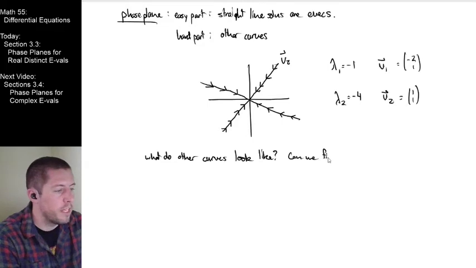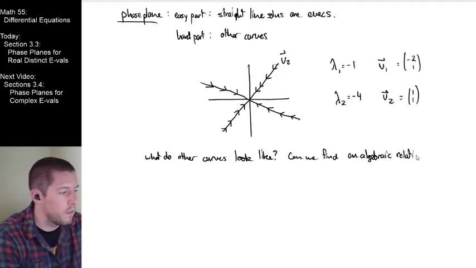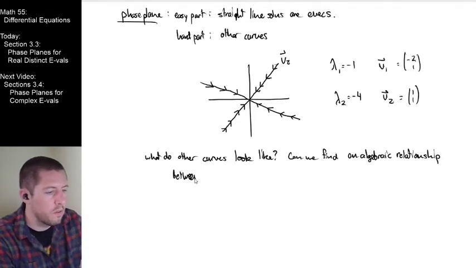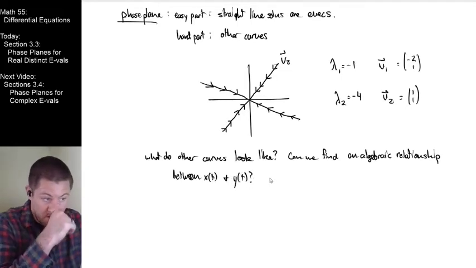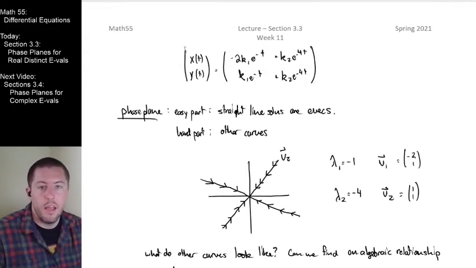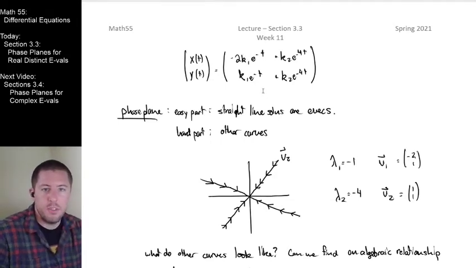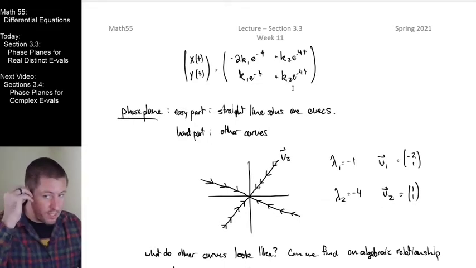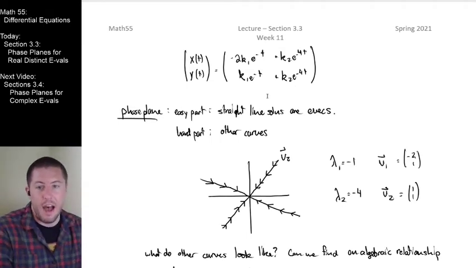Can we find an algebraic relationship between x of t and y of t? And I'm going to give an emphatic heck no right here. And here's why. What we had before was just two individual terms, and one was just the fourth power of the other. Do you see any natural way that I could write x of t as a function of y of t or vice versa? And I think that the answer is sort of obviously no.